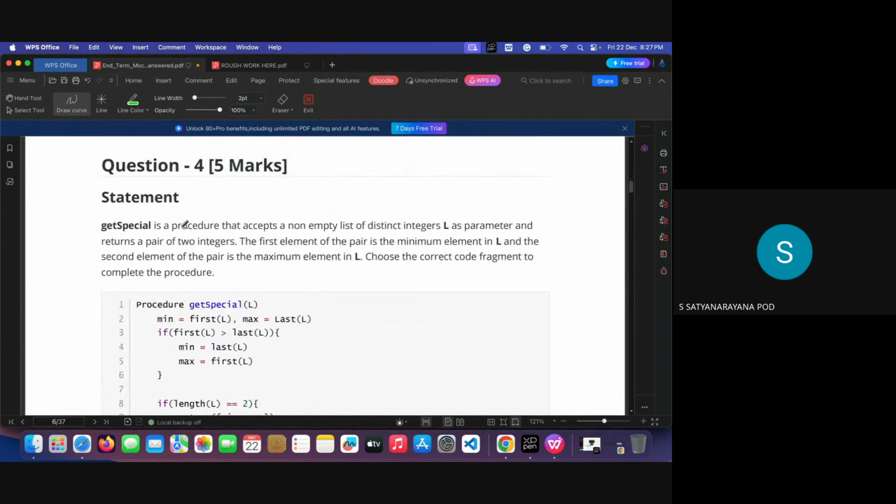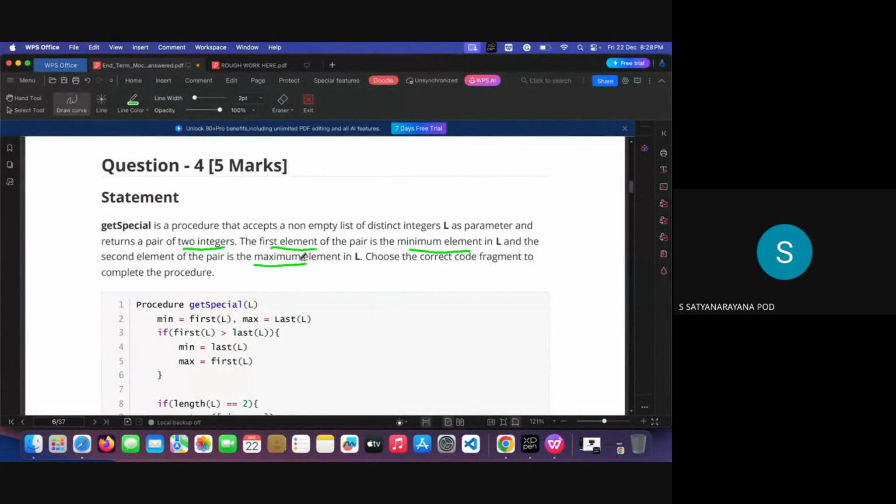So this is a separate procedure they have written. Get special is a separate procedure that accepts a non-empty list of distinct integers as a parameter. Of course, it is a sequence of integers and returns a pair of two integers. It might be like first value and second value. The first element of the pair is the minimum and the second element is the maximum. Yeah, 0th element, first element.